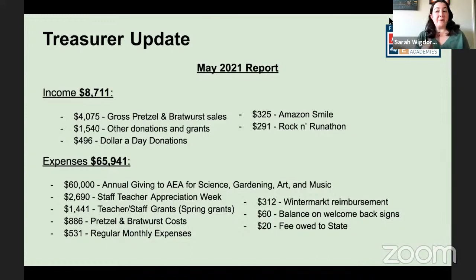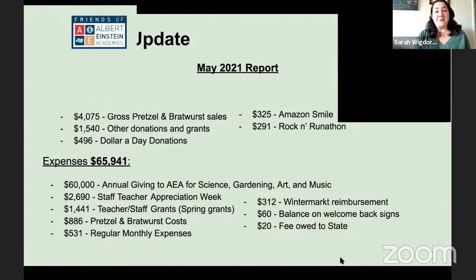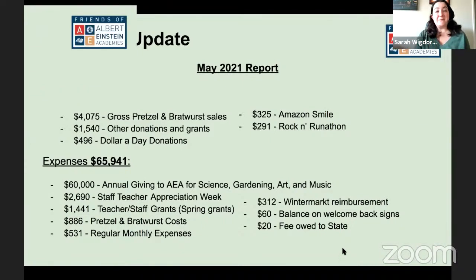So especially with Prime Day coming up next week, remember to select AEA as your Amazon Smile designation and shop through smile.amazon.com. I know I save it that way on my browser. We really do appreciate everyone who does support this way because that money does come to good use. As I mentioned, we did have our disbursement for annual giving to AEA.